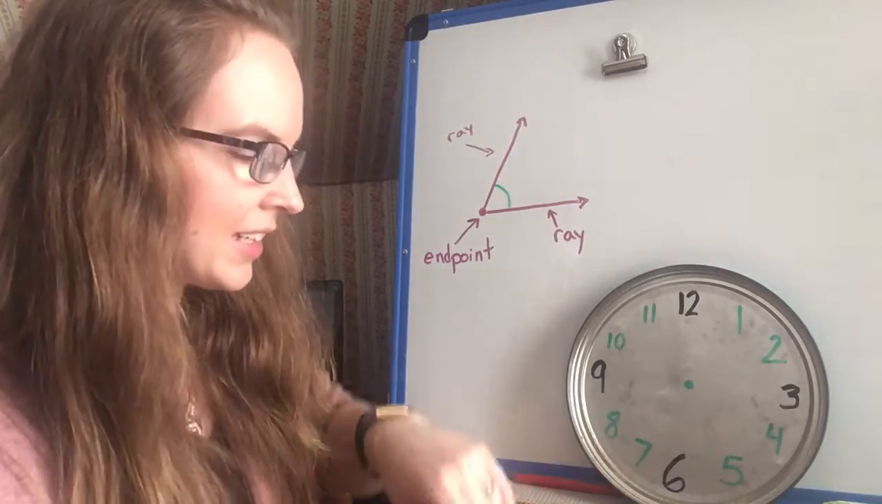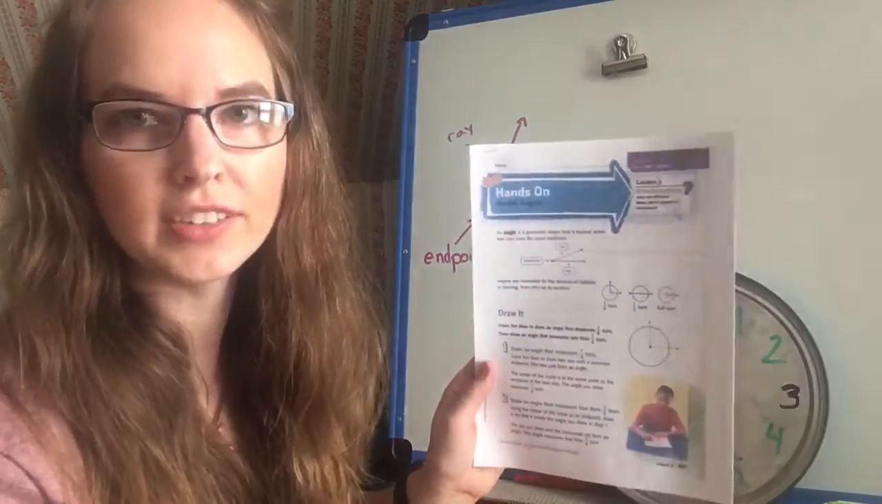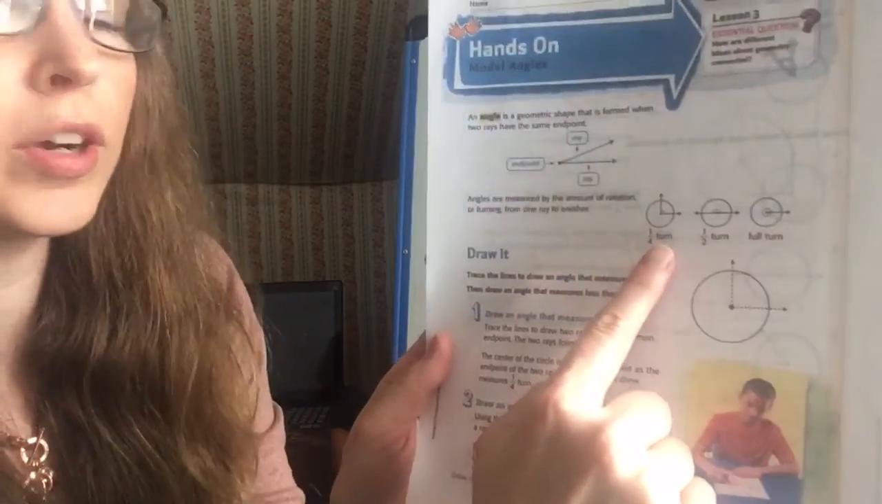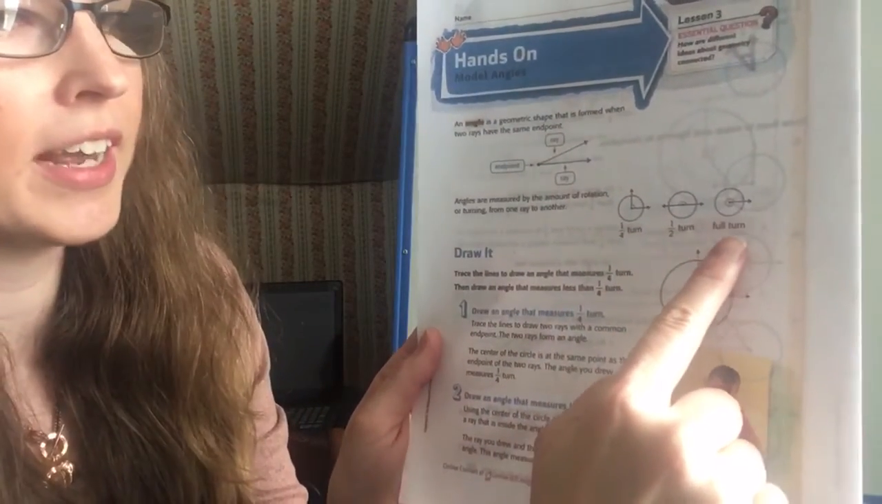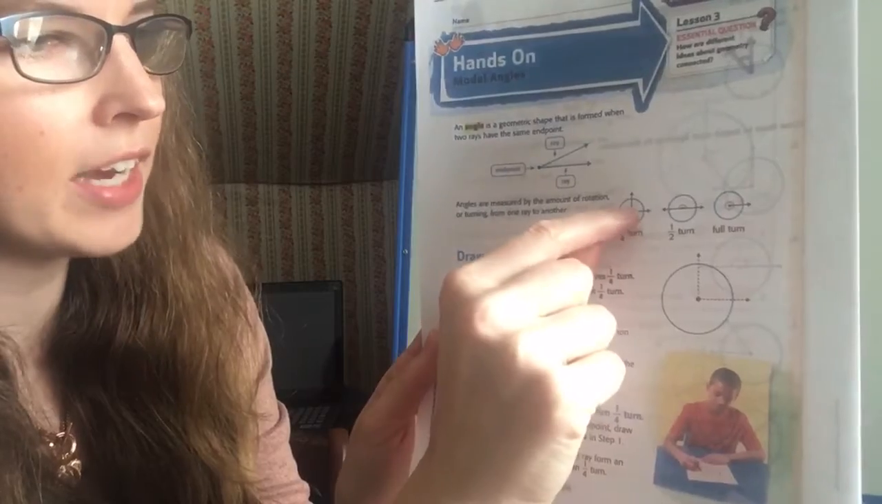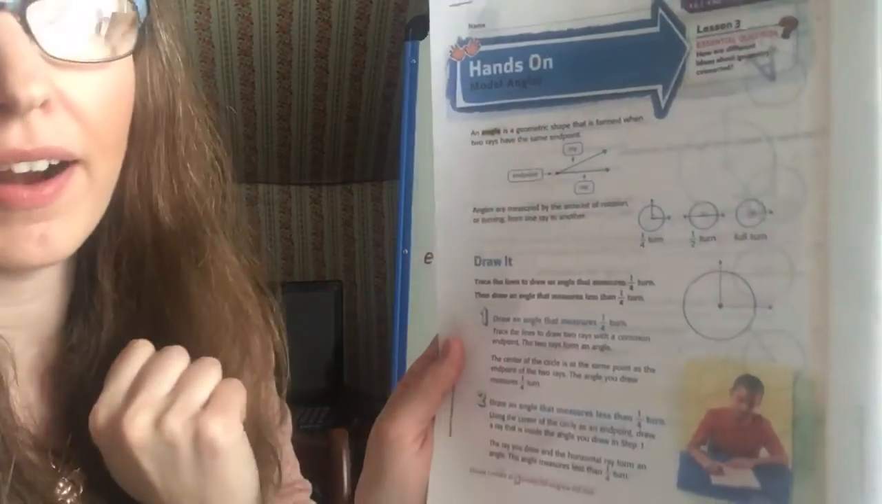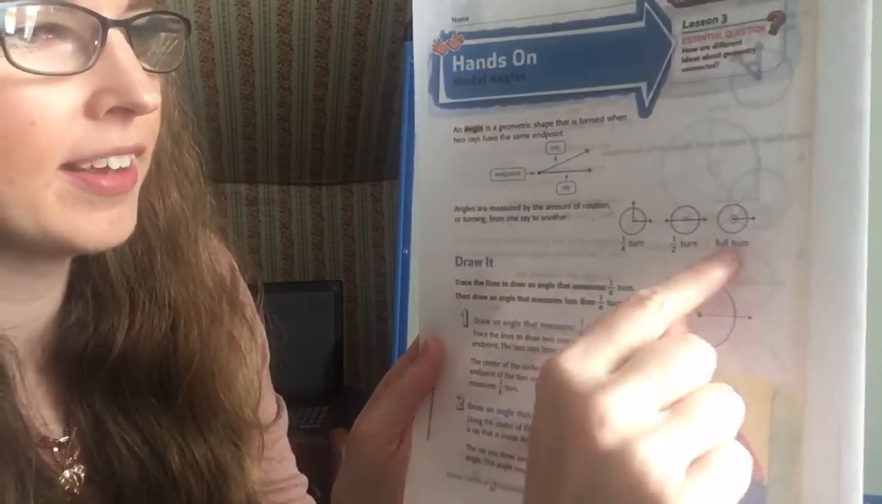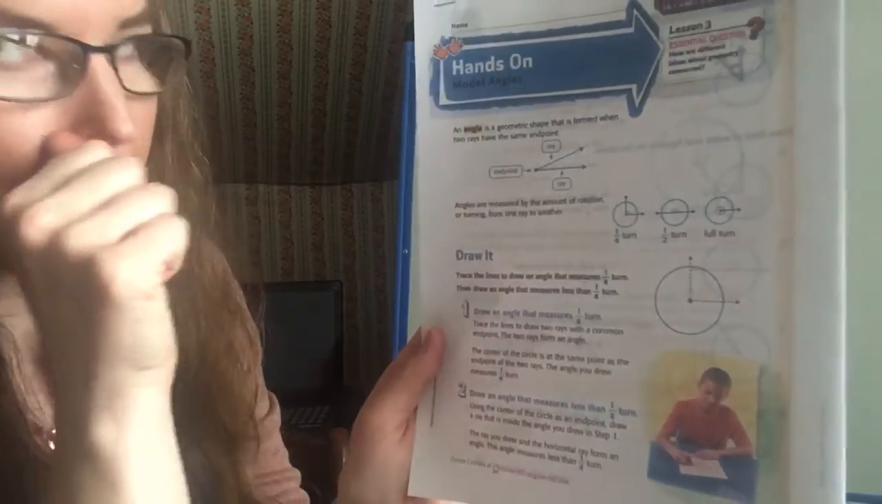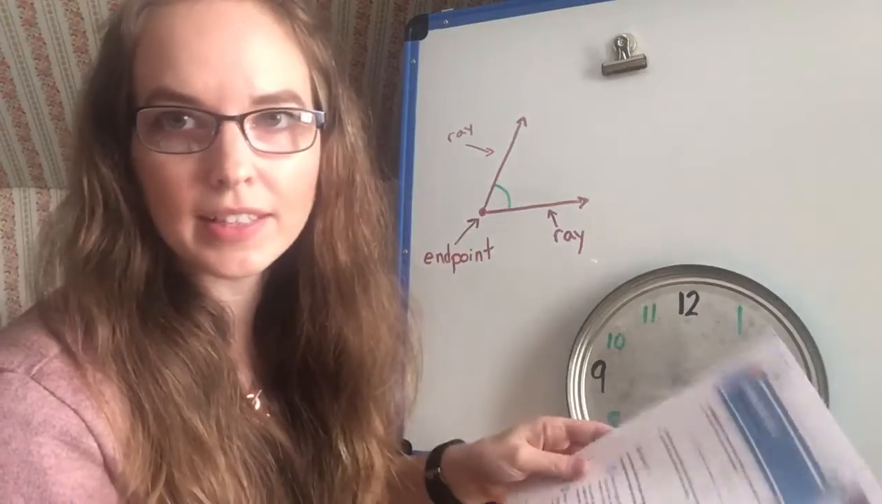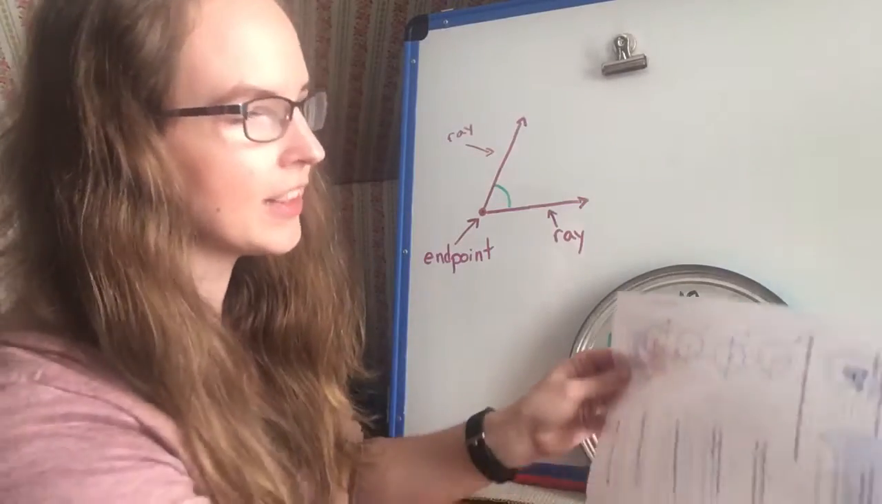In this lesson, it talks about the different turns of angles. It talks about the quarter turn, the half turn, and a full turn. You can see how they have the little red mark showing that's the quarter turn. That top part is their half turn, and this full turn is the whole circle. So when I think of angles and these turns, I often think of a clock.